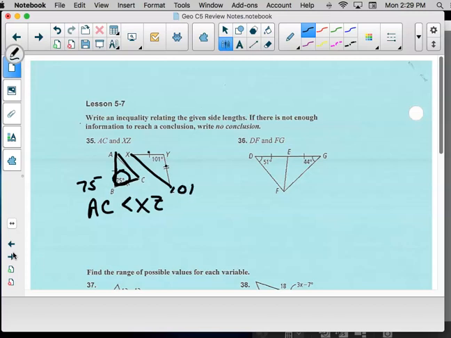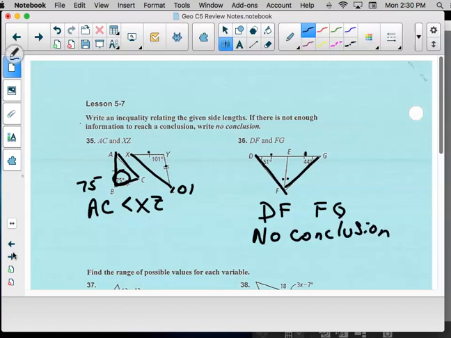Here in 36, they're asking, can you determine DF and FG? Well, with this being the same, and this being the same, they're wondering what's going on with this angle. They're wondering about DF, and this is DF, and this is FG. I don't have any information about these, so there's not enough info. No conclusions possible here. I just don't have enough to make a determination. If I had a little bit more information, perhaps, but right now, I do not.